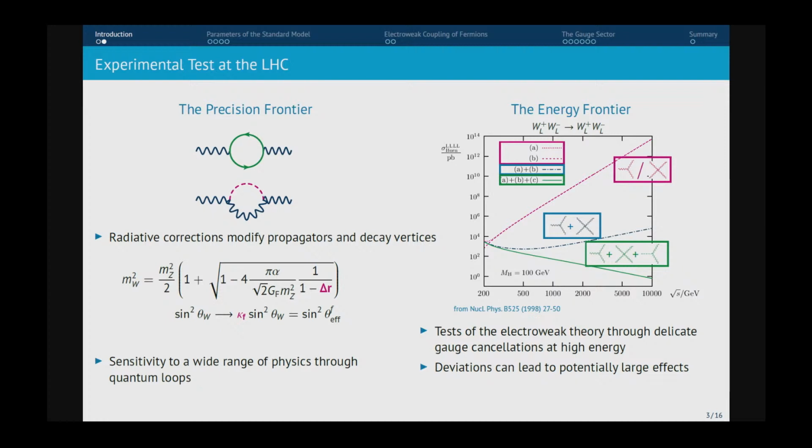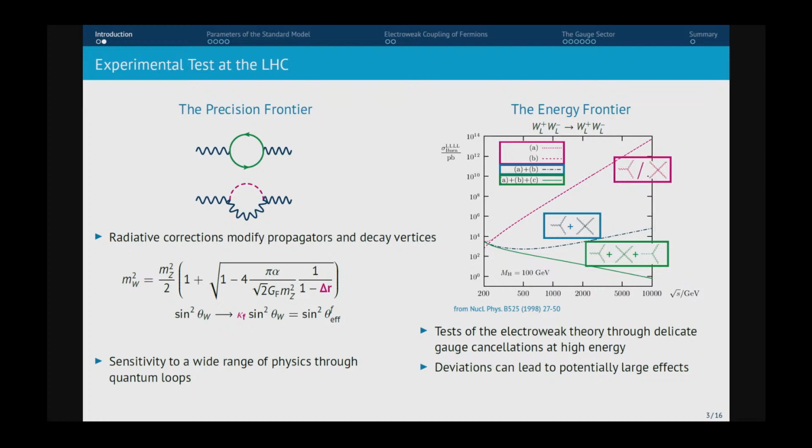And through these precision measurements, we are sensitive to a range of physics processes. What's very typical is that we have these virtual quantum loops that modify the propagators of our gauge bosons. For example, most importantly here, loops of the top quark, or we can also have loops from the Higgs bosons, and these modify measurable quantities. For example, it yields a small correction to the W boson mass. The correction is only 1%, but our measurements are 40 times more precise than that.